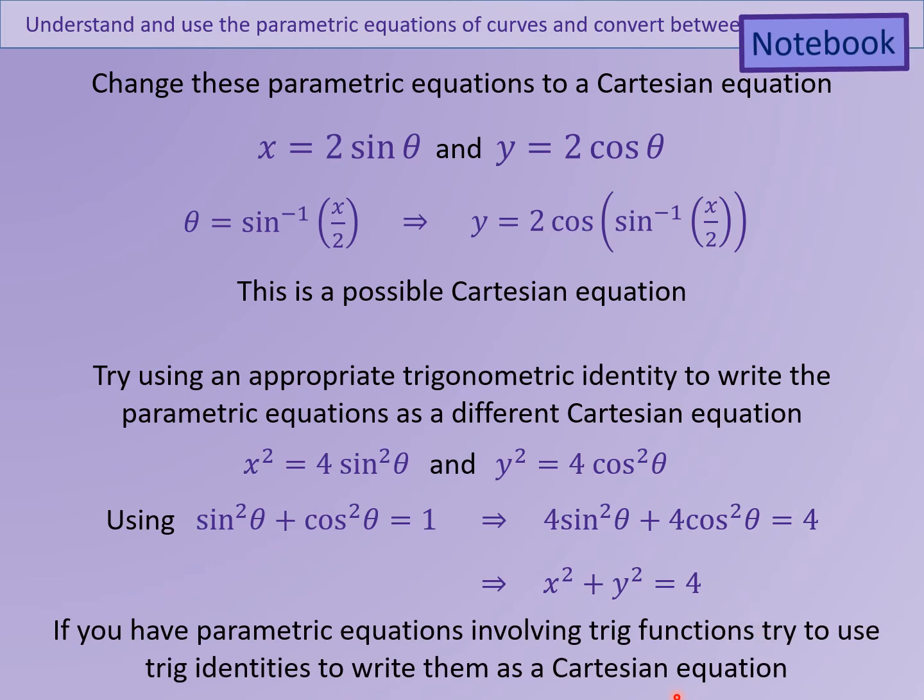Okay, so the key factor there is making sure you do this. If you have parametric equations involving trig functions, you should always try to use trig identities. All right, that should be your first thought and the first thing you go for. Pause if you need more time to take some notes down.